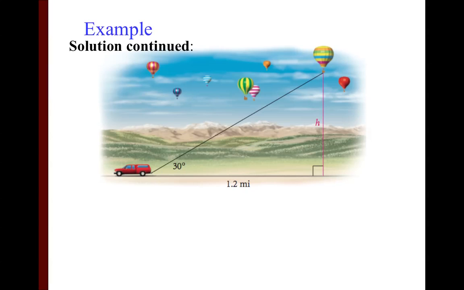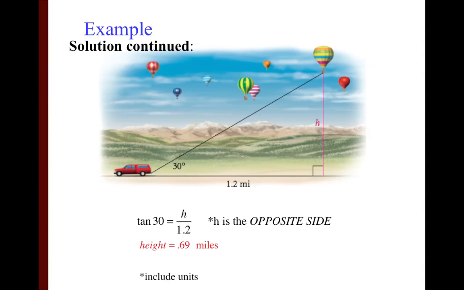If we try to relate h, 1.2, and 30, we can do so using tangent. Please note, the h, which represents the height of the balloon, is the opposite side to the 30 degrees, not the hypotenuse. The height of the balloon is 0.69 miles. Don't forget to include your units.